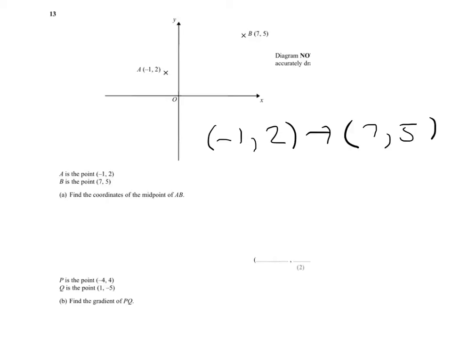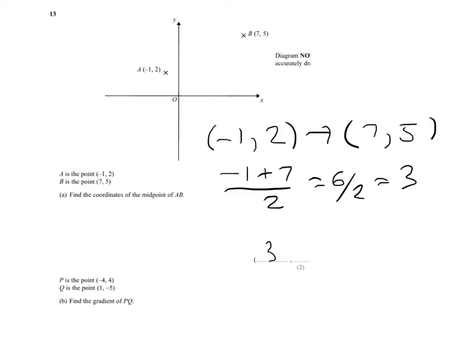The midpoint can be found by adding the x coordinates together and dividing by 2. That will give me how far halfway across. So we're going across from -1 across to 7. Well, halfway across then can be found by adding them together and dividing by 2, which comes to 6/2, which comes to 3. So I'll write the 3 in here.